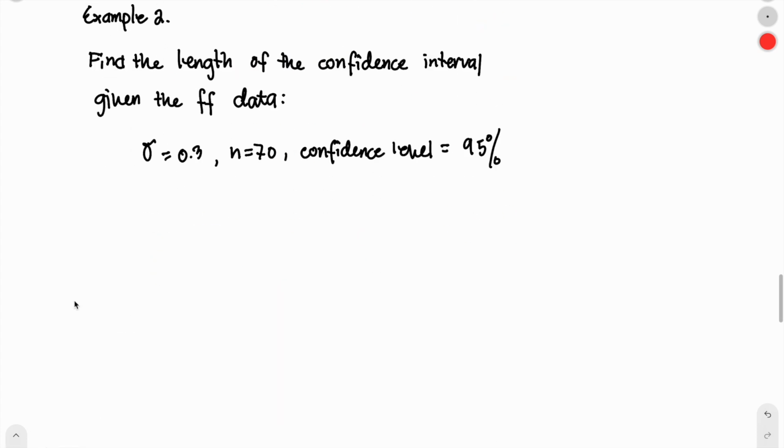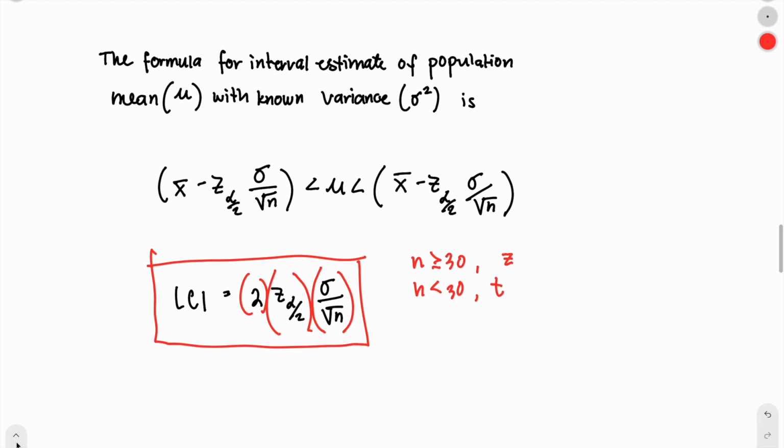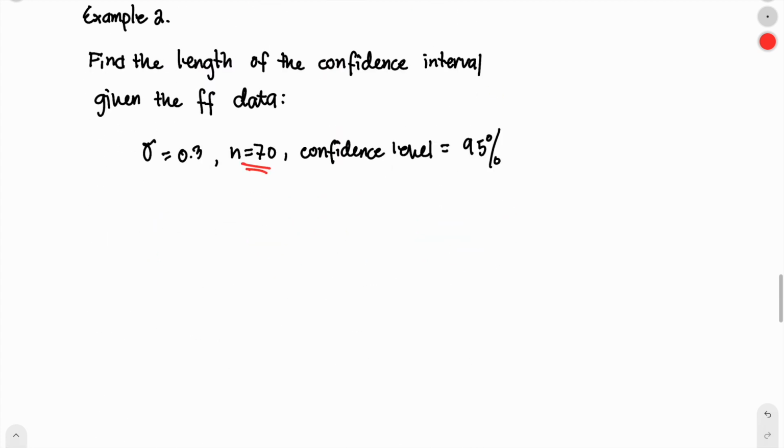Okay, so here in example 2, find the length of the confidence interval given the following data. We have the following standard deviation. This is a population standard deviation, since it's sigma equal to 0.30, n is equal to 70, and the confidence level is 95%. So note that since n is greater than 30, we should follow the normal distribution, or we should use the z table or z value.